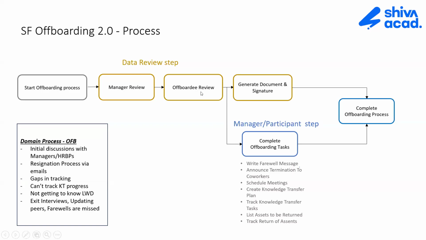In our SuccessFactors Offboarding 2.0, same as onboarding, we have these steps: manager review, offboarding review, document signature, offboarding process. There are certain engaging tasks, etc. In detail, we can talk about it in the session. So with our SuccessFactors Onboarding and Offboarding 2.0 application, we can avoid all these hiccups. Everything can be automated.